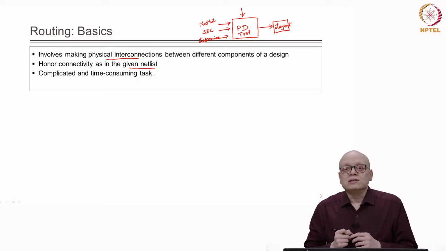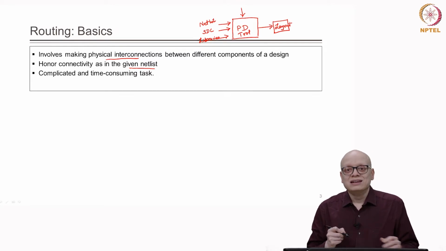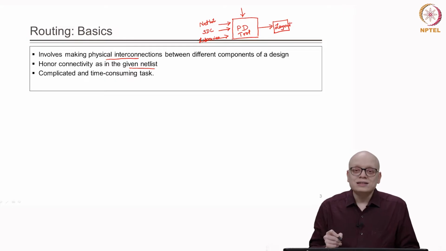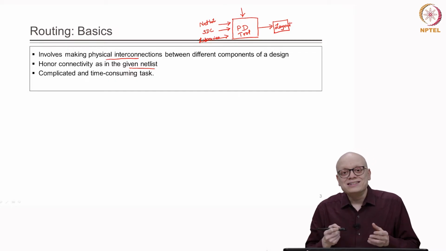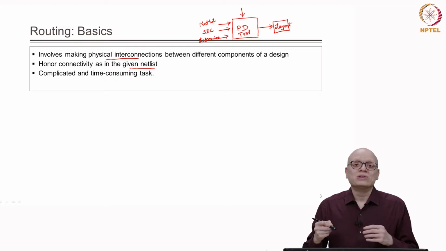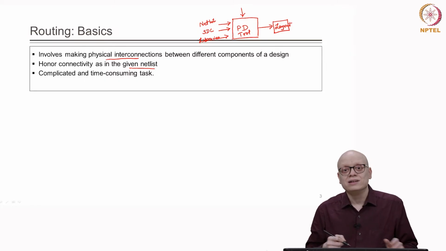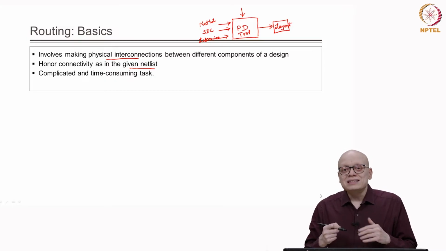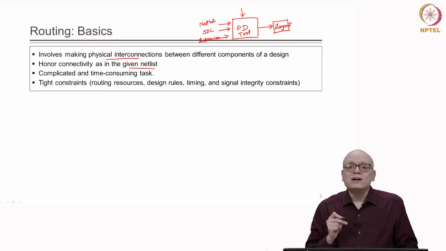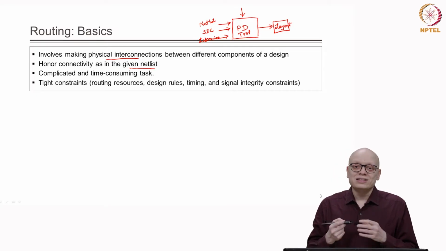Routing is a very complicated task, and perhaps the most complicated task in the VLSI design flow, because it involves a large number of entities. If there are, say, a billion instances, then you can imagine how many connections there will be. It will be more than the number of instances. Since the number of connections or nets involved in a design is huge, making physical interconnections for them is difficult. It is further made difficult because of various constraints that a routing tool must honor. And what are these constraints?